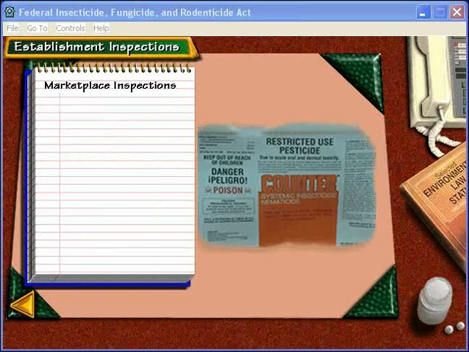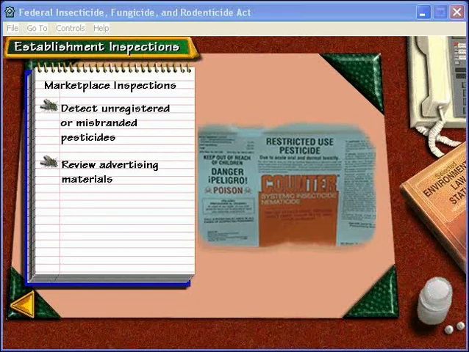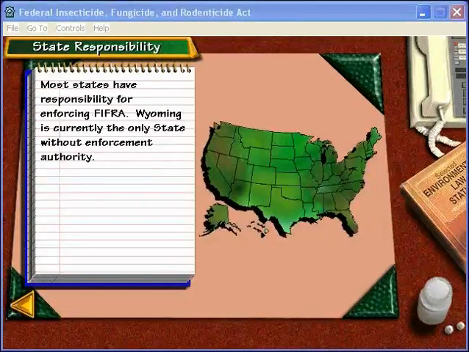Marketplace inspections are conducted to detect and obtain samples of any unregistered or misbranded pesticides being marketed, and review advertising material, accompanying literature, and other labeling to determine whether any false or misleading claims are being made for the product. States have primary authority for enforcing pesticide use requirements.